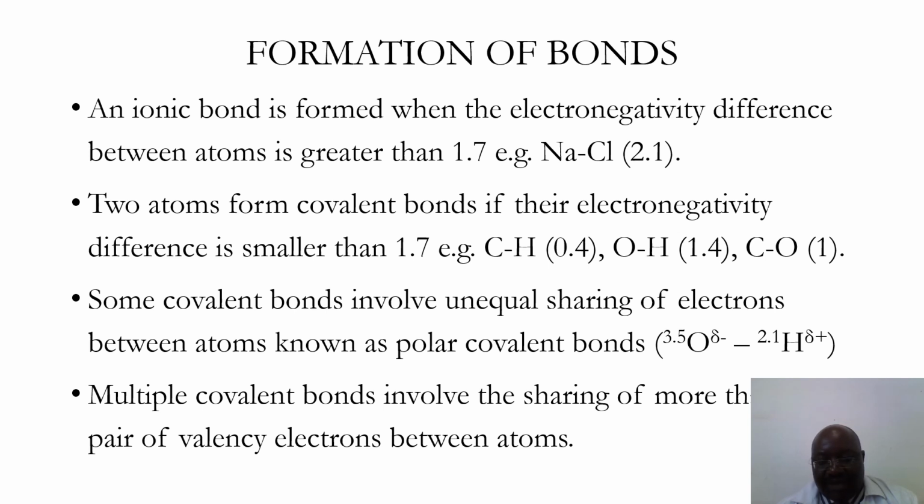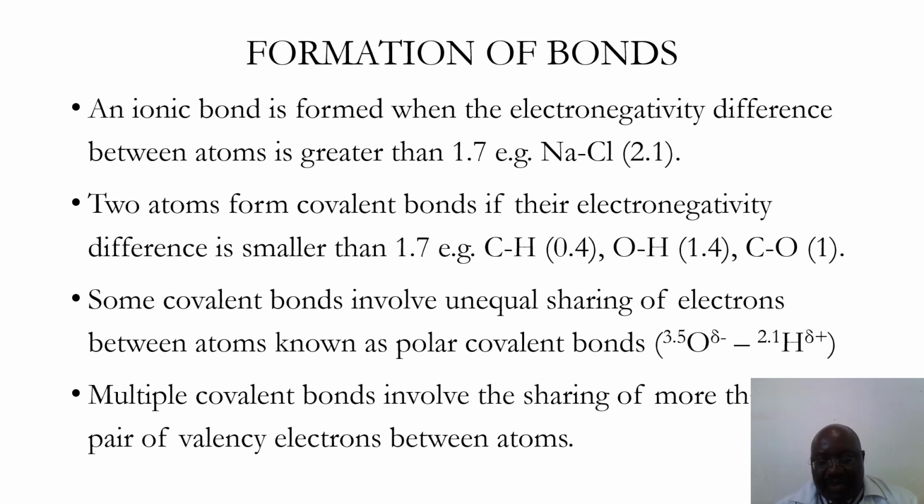Some covalent bonds involve an unequal sharing of electrons between atoms, known as polar covalent bonds. An example is oxygen and hydrogen, where oxygen has an electronegativity value of 3.5 and hydrogen has 2.1. The electrons shared between oxygen and hydrogen do not reside along the internuclear zone or exactly between the two atoms. No. We find that because of the electronegativity tendency of oxygen being higher than that of hydrogen, electrons reside closer to oxygen than hydrogen. So there's a partial positive charge formed on hydrogen and a partial negative charge formed on oxygen because of the residence of the shared electrons. The bond therefore becomes polar.